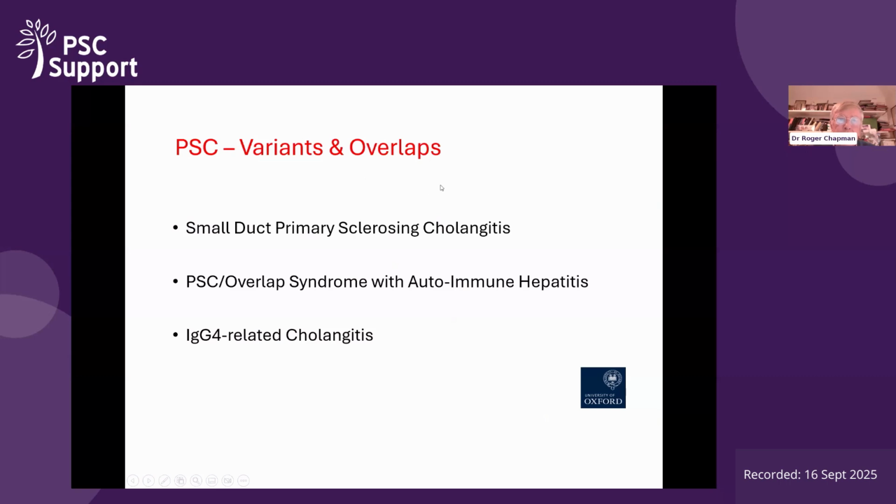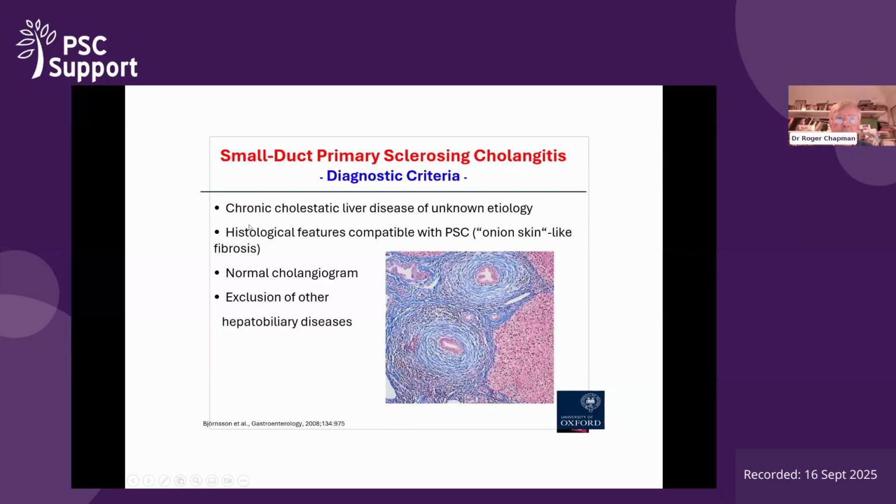Moving on to variants and overlaps, I've already talked about small duct PSC, and we'll talk more about it in a minute because it's very important. As Paula intimated, there's an overlap syndrome with autoimmune hepatitis, and we're going to deal with IgG4-related cholangitis. So this is what small duct PSC is.